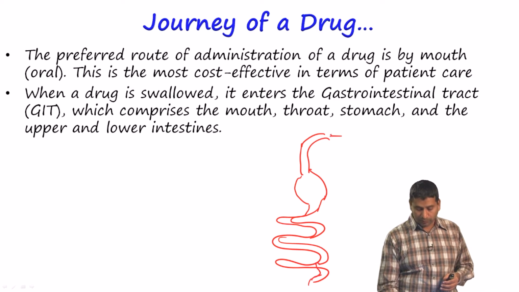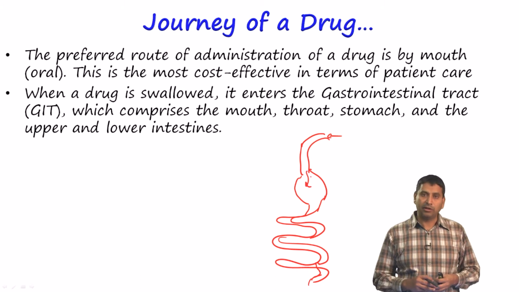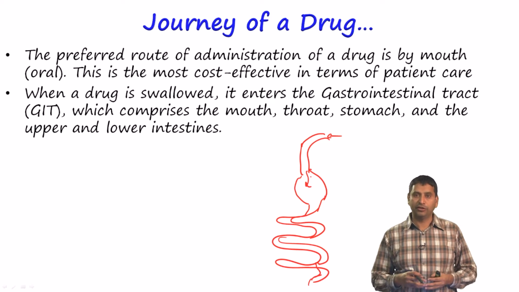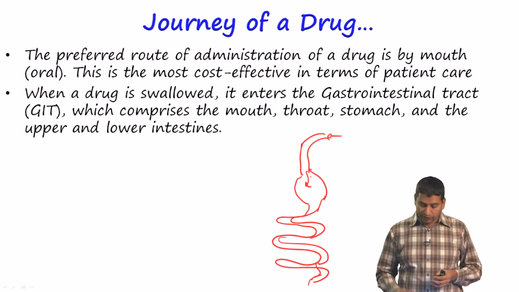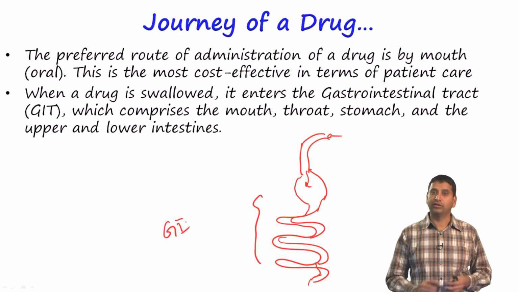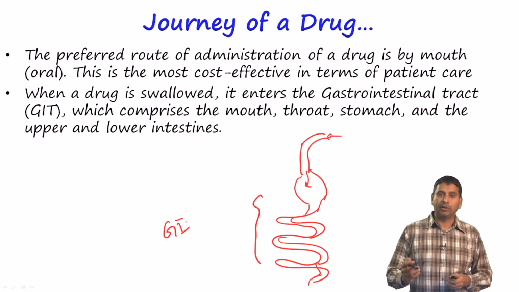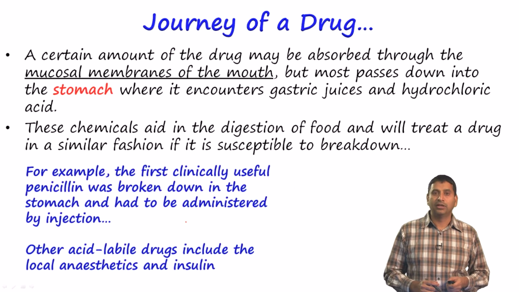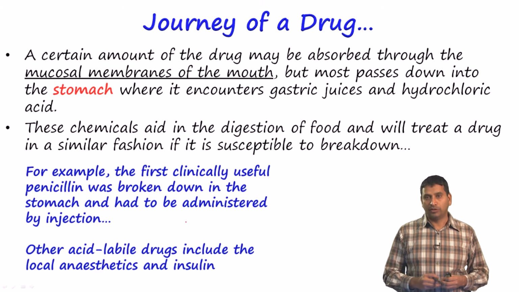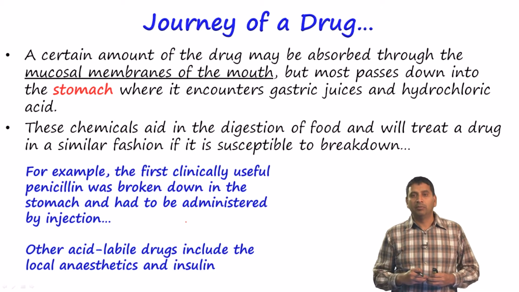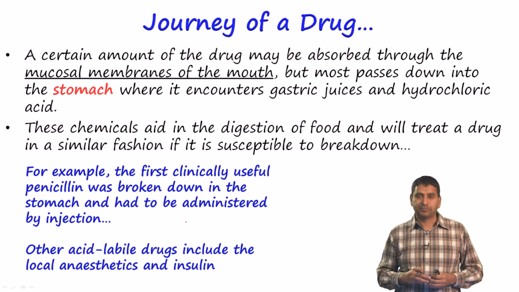So, it starts from the mouth, goes in. The first place where it enters is the stomach. This tract is called the GI tract or the gastrointestinal tract. And it comprises of the mouth, throat, stomach, the upper and lower intestines. A certain amount of the drug may actually be absorbed in the mucosal membranes of the mouth, but most of it passes down into the stomach.